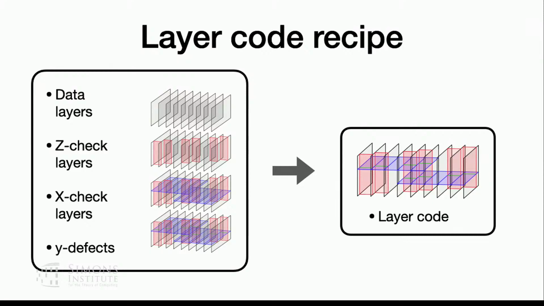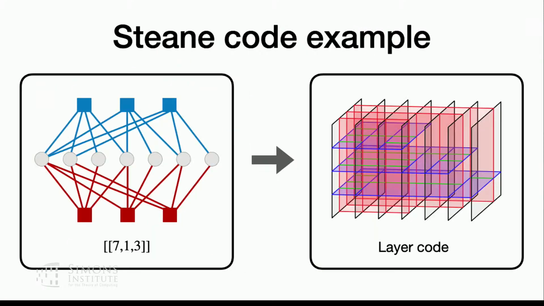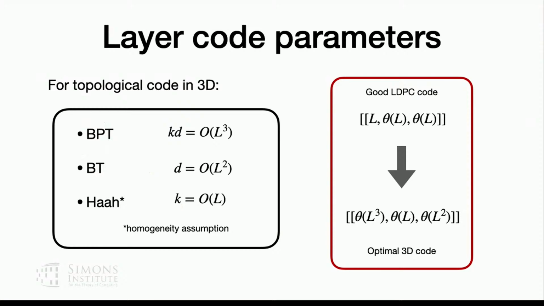And here's an example: Shor's 9-qubit code, written out as a layer code. Here's another example with the Steane code I showed before. This one's a little bit more dense. But again, you can do it. It ends up looking like this. I don't know what it tells you. It's kind of funny.